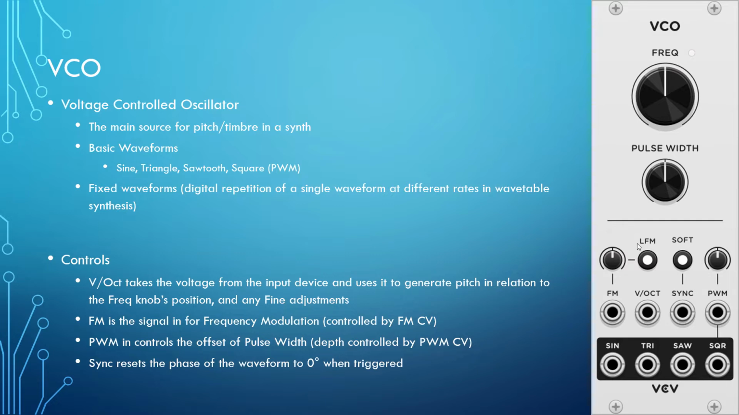The controls that we have here are volts per octave for the inputs, sync, which is going to reset the phase of the waveform to 0 when triggered, FM, which is frequency modulation and can be scaled using the FM-CV attenuator right above it, and PWM, which is controlling the offset of the pulse width, again with a CV attenuator above it. So the pulse width controls the duty cycle of the square wave. You can make it more on or more off, depending on how you set that.